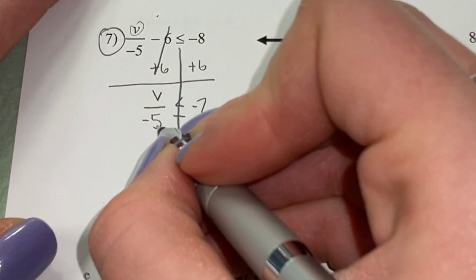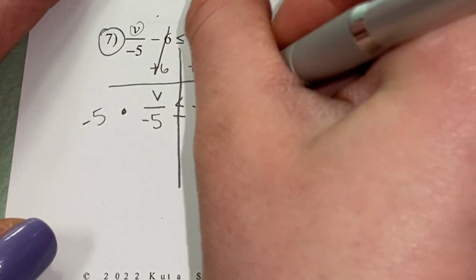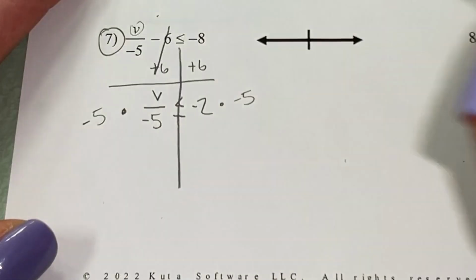I am dividing by a negative 5. That's what this fraction bar means. So I have to do the opposite and multiply by negative 5. And what you do on one side, you do on the other. So we are multiplying by a negative 5.